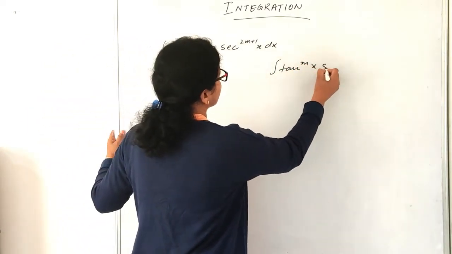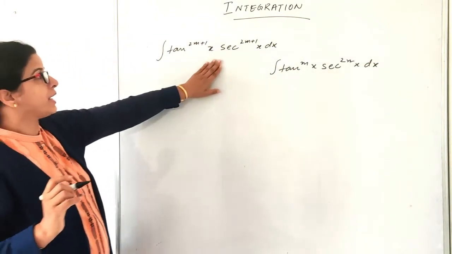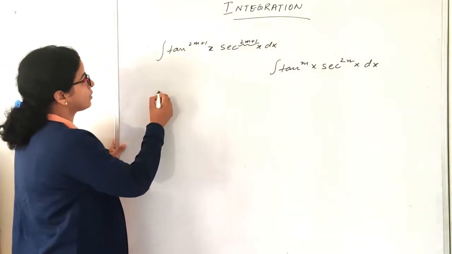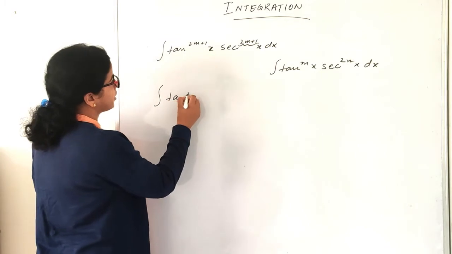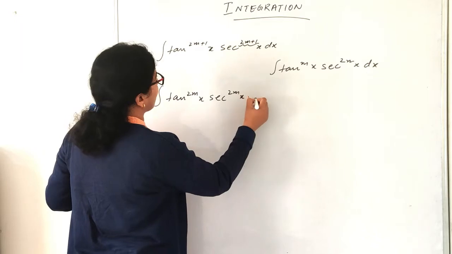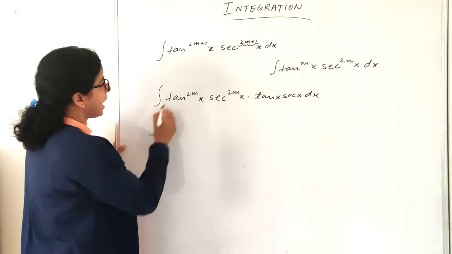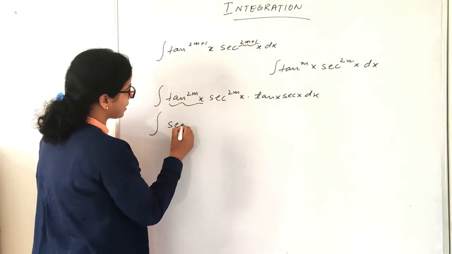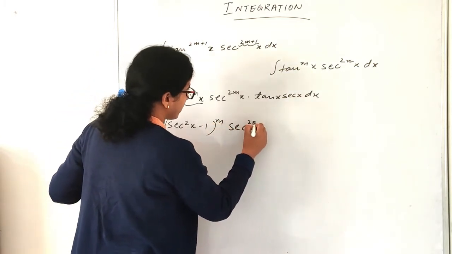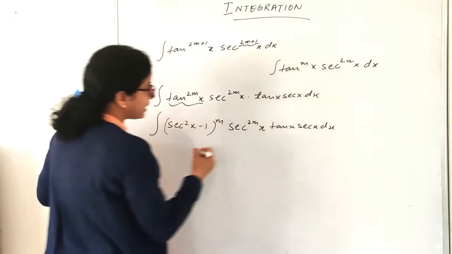tan^m x sec^(2n) x, right? But in case you have this kind of power, how are you going to solve it? You can write tan^(2m) x sec^(2m) x, and here I can write tan x sec x dx, right? I can write this part as (sec^2 x - 1)^m sec^(2m) x tan x sec x dx, right? So in that case, what will we let?